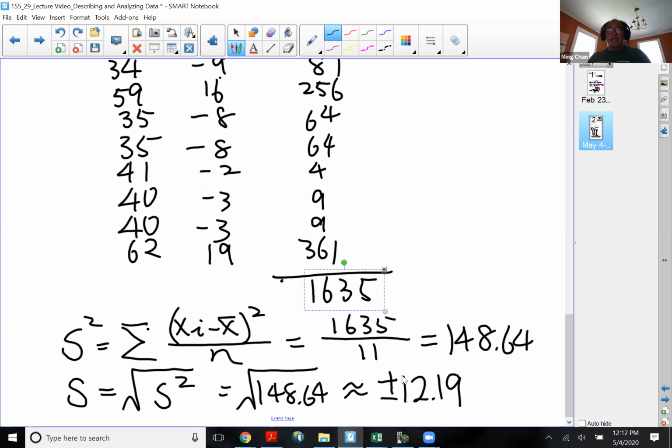So the smaller the standard deviation, the better. That means the data values are compact, and that's more accurate. You can say it's better data.